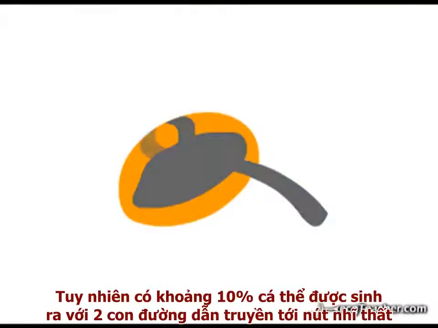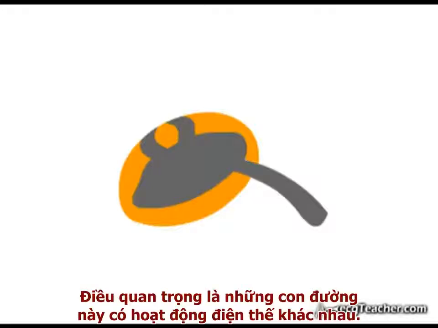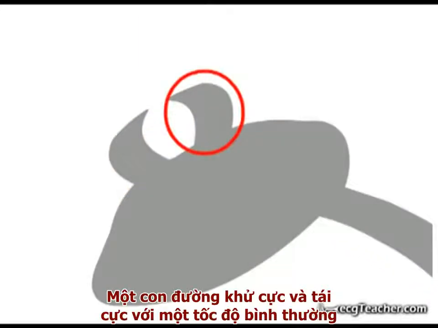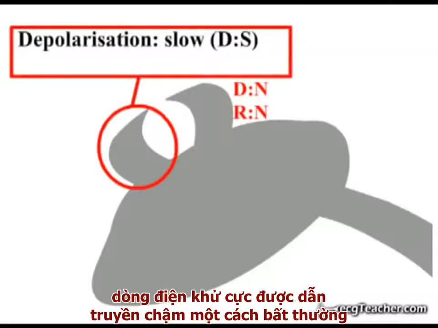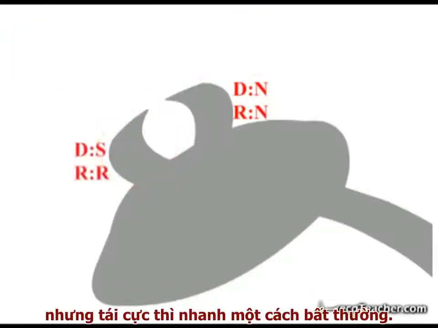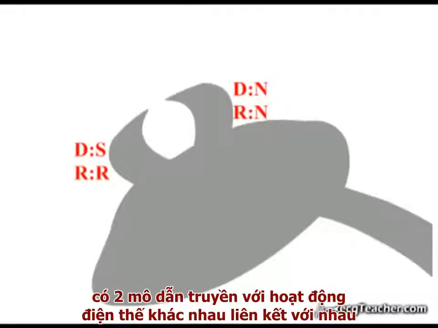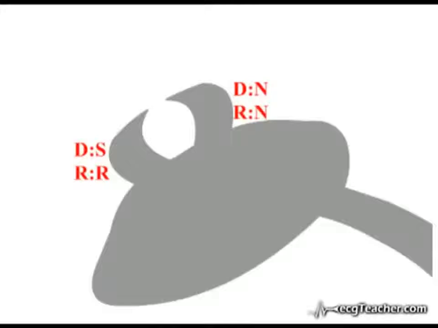10% of subjects, however, are born with two tracts leading into the node, and crucially, these tracts have differing electrical properties. One depolarizes and repolarizes at a normal rate, while the other transmits depolarizing current abnormally slowly, but repolarizes abnormally rapidly. A situation such as this, where two conducting tissues with differing electrical properties are in communication within the heart, is the basis of all reentrant arrhythmias. This situation is an accident waiting to happen.